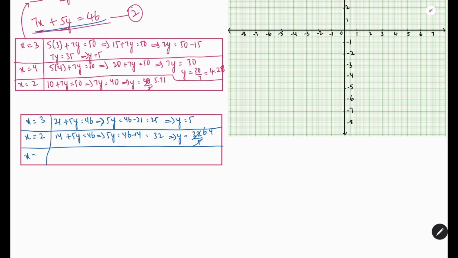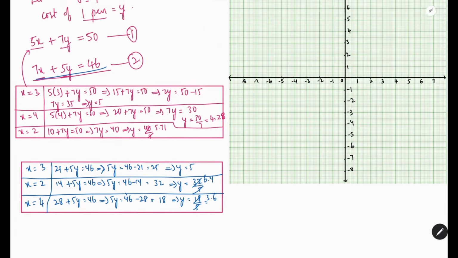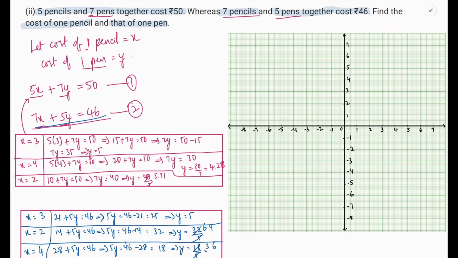If you take x as 4, 7 4s are 28 plus 5y equal to 46. So 5y equal to 46 minus 28 equal to 18. So y equal to 18 by 5. 5 3s are 15, 5 6s are 30, so it is 3.6. Now we will represent these values on a graph.